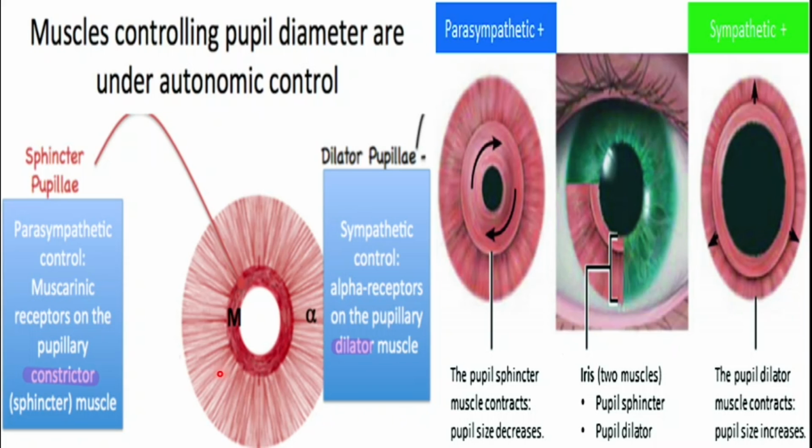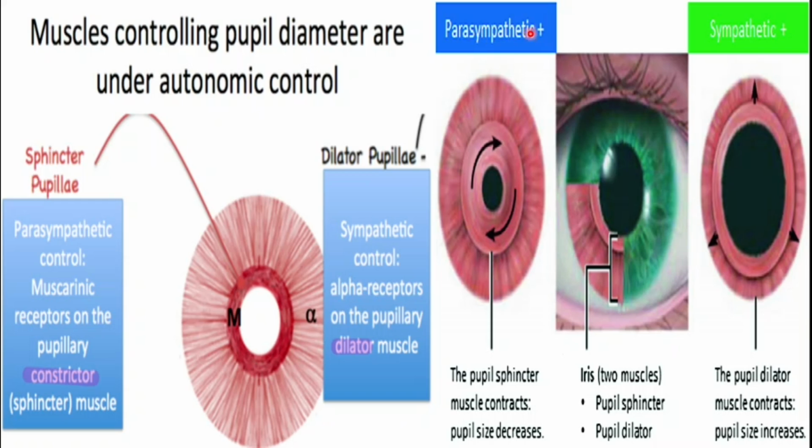And you know that pilocarpine is a parasympathomimetic drug, and it is a muscarinic receptor agonist. So therefore you know that pilocarpine will stimulate these muscarinic receptors on the sphincter muscle, and when you stimulate these muscarinic receptors on the sphincter muscle, it will cause the contraction of the sphincter muscles, and you know that with the contraction of the sphincter muscles, the reduction in the size of the pupil happens. So pilocarpine causes miosis. So this is the thing which we will see in our experiment.